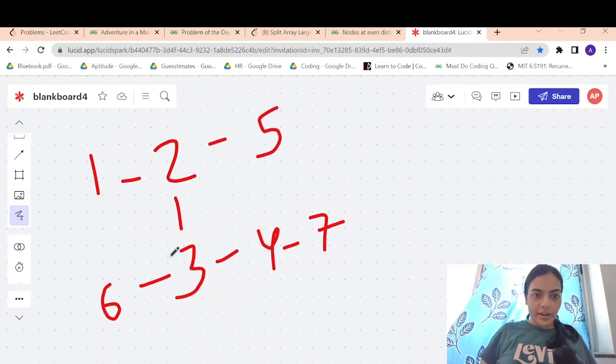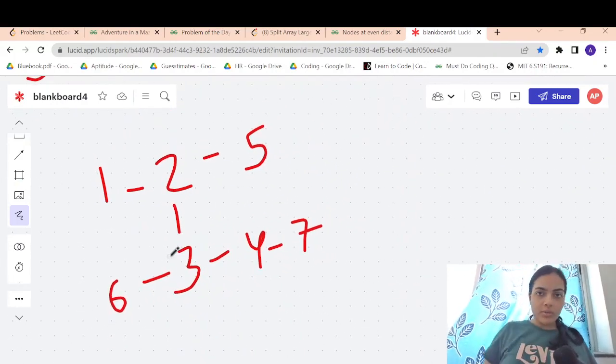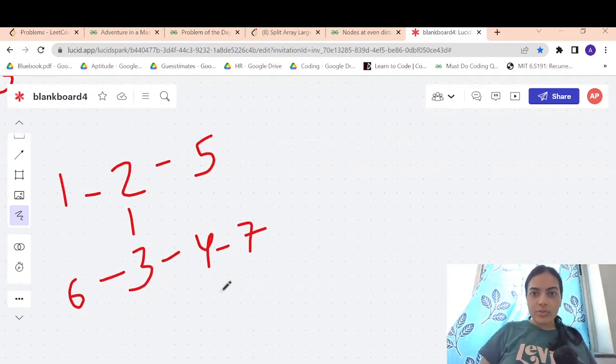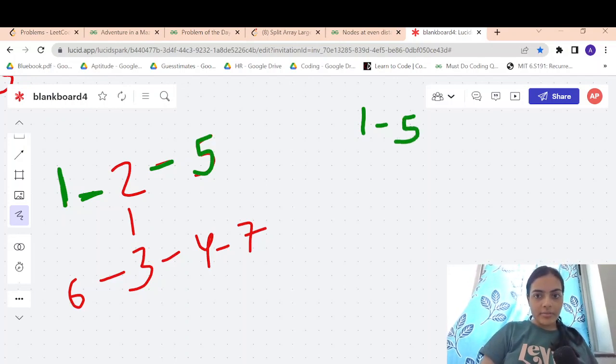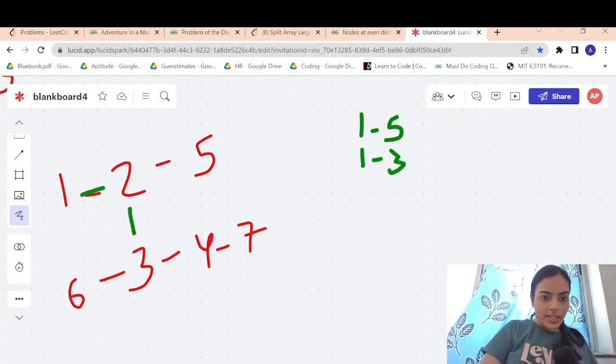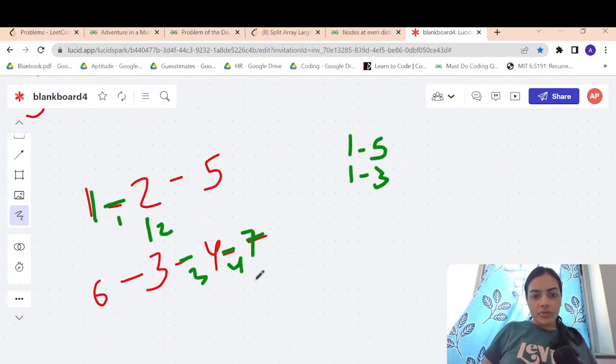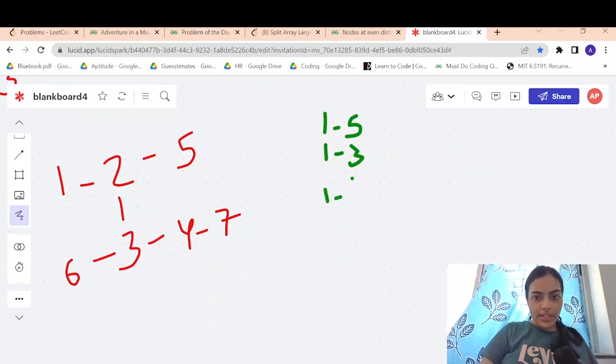In this example, let's find out which nodes are at even distances from each other. Let's note step by step. Let's say you start counting for the node 1. With the node 1, you can see that the node 5 is at even distance, and node 3 also. Both of them are at even distances; there are two edges between 1 and 3 and 1 and 5. So you can count 1, 5 and 1, 3. There is also node 7. You can see 1, 7: there are 1, 2, 3, 4 edges between 1 and 7. 4 is also an even number, right? So between 1 and 7 also there is even distance.